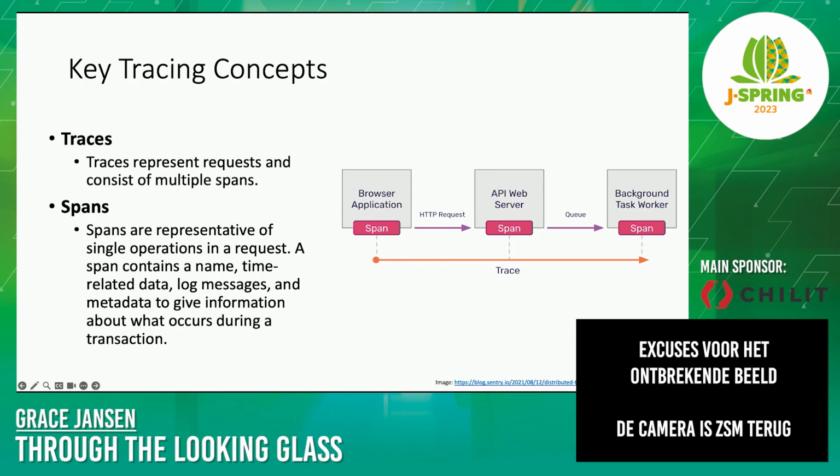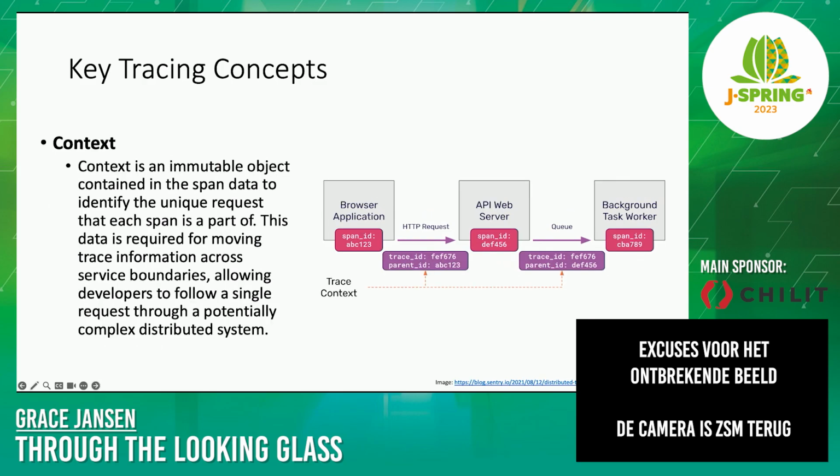So a span usually contains things like metadata like a name, log messages, additional metadata, time-related data, that kind of thing, to be able to help us understand what's going on. Now, the important part that tracing also adds is context. So context is an immutable object that is contained within the span. It normally consists of two different values. One is the trace identifier. The trace identifier is basically the unique identifier that we assign in the root span to be able to follow through all the spans and have them all related to the same trace.